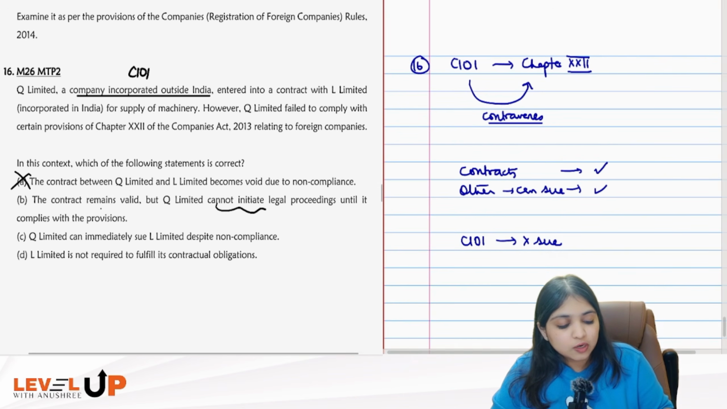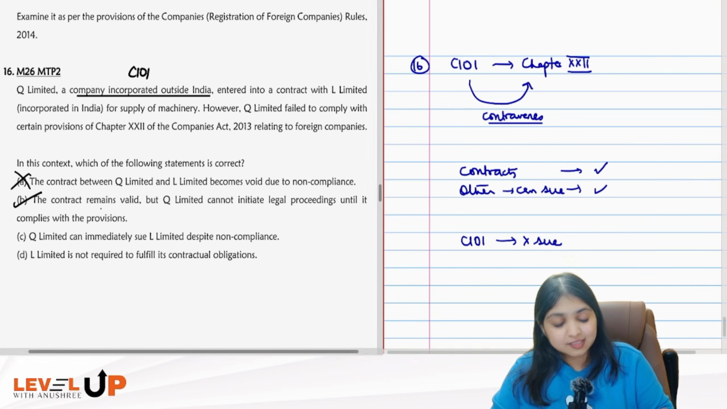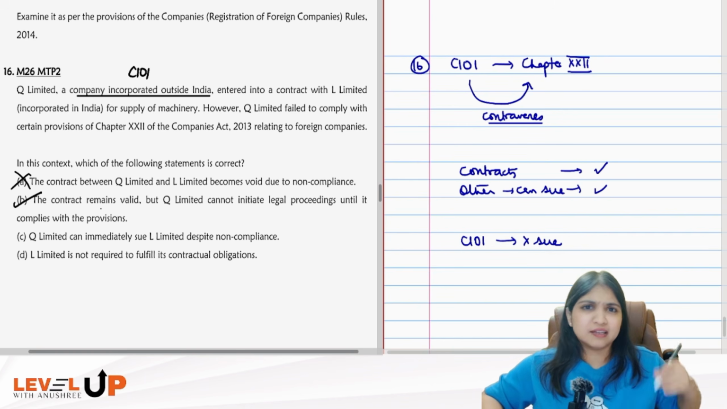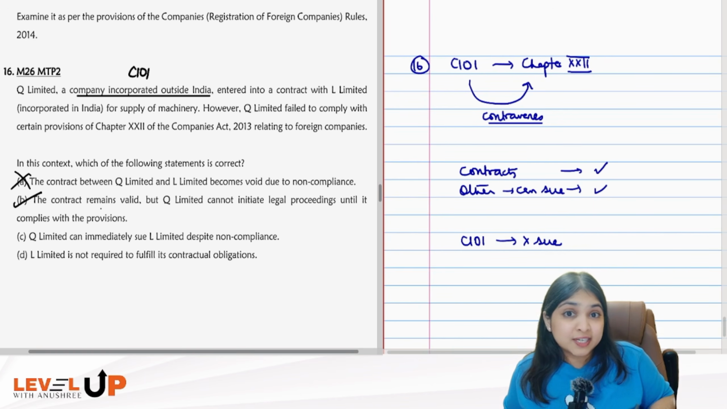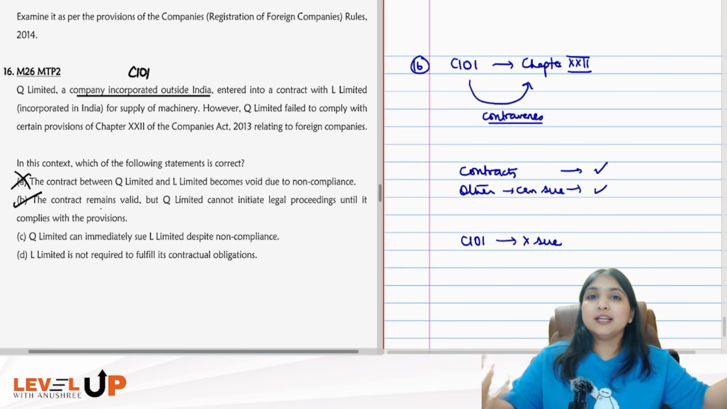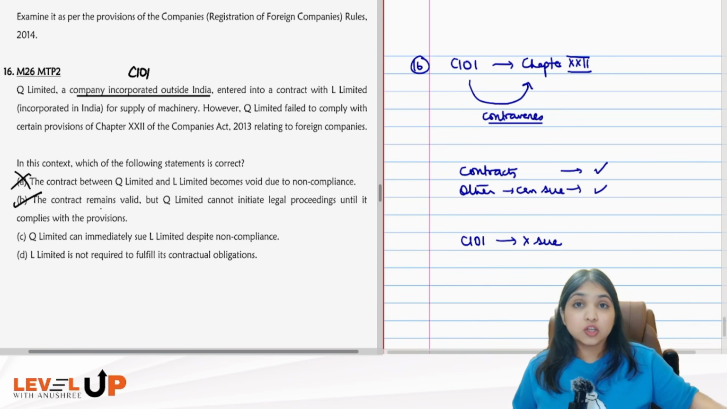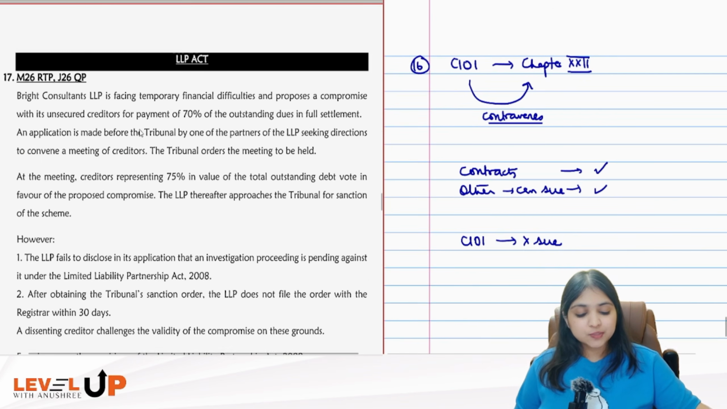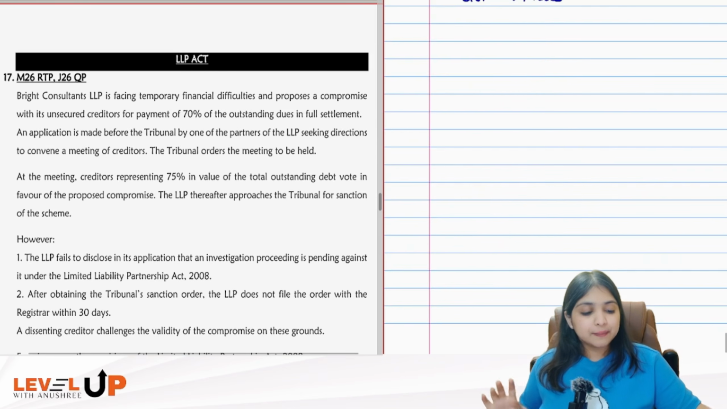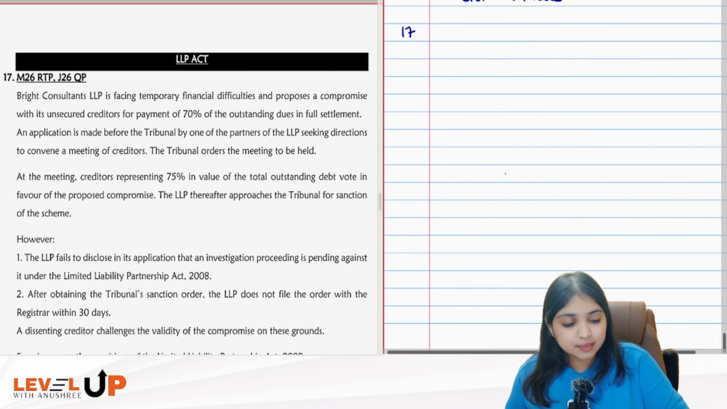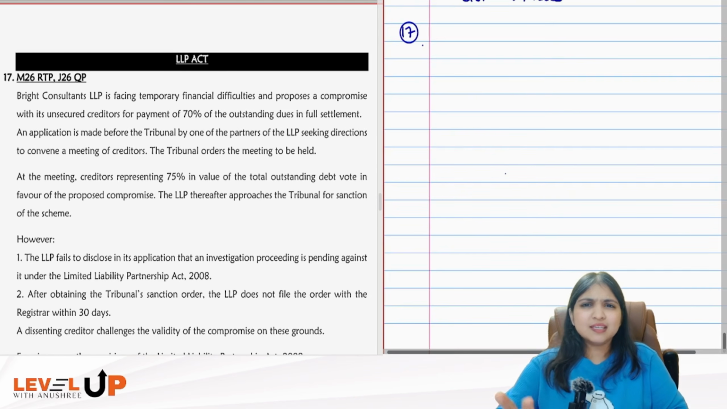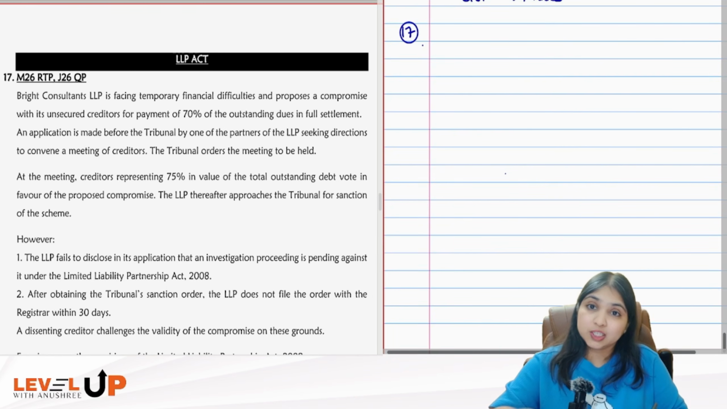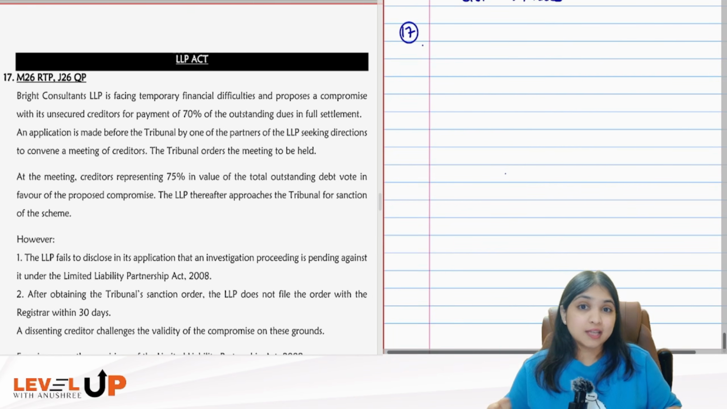Q Limited cannot initiate legal proceedings. Yes, option B. Contract remains valid. Others can initiate legal proceedings against us, but we cannot initiate legal proceedings against others. So option B. Okay. This was your question number 16. Now I'm coming to your LLP Act question number 17. Now this question, similar question was there in Jan 26 question paper also and in the May 26 RTP also.